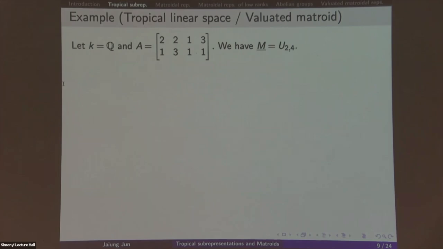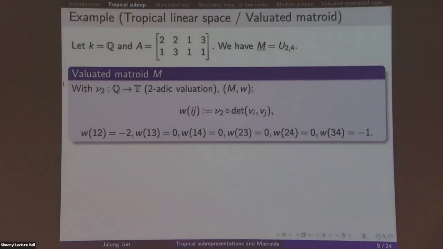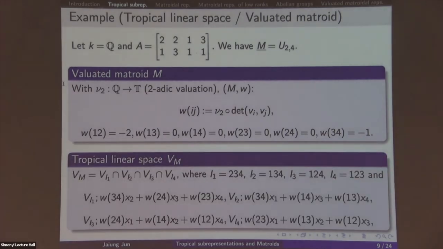As an example, if you take your field to be the field of rational numbers, and you look at this 2x4 matrix, then by looking at the columns, one gets a uniform matroid of rank 2 on a 4-element set. To make it evaluated, one can use, say, the 2-adic valuation and define the weight function in this way. W of ij: you first take the determinant of the matrix consisting of columns Vi and Vj, and then you take the 2-adic valuation. Then you get these numbers. Because it's rank 2, you look at the 3-element subsets 2,3,4; 1,3,4; 1,2,4; and 1,2,3, and you cook up these four equations. The tropical linear space defined by this evaluated matroid is the tropical locus of these polynomials.